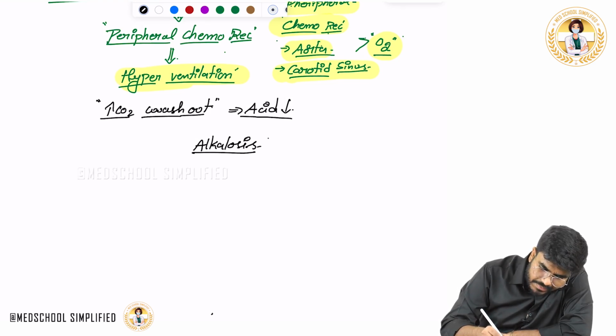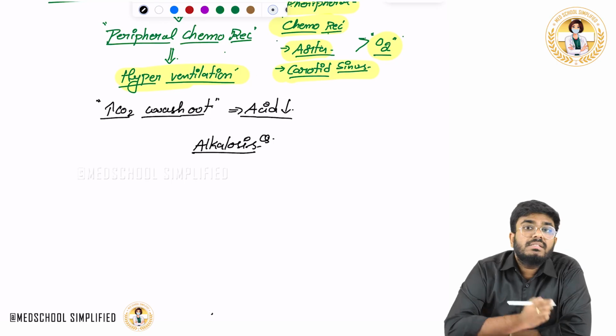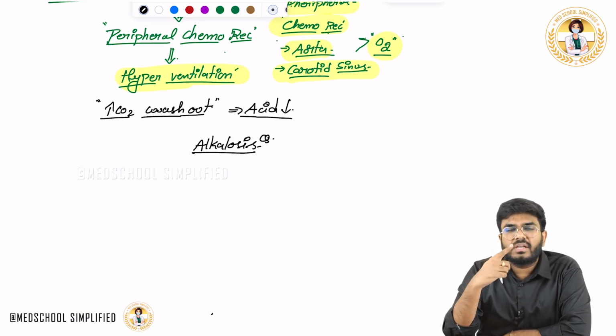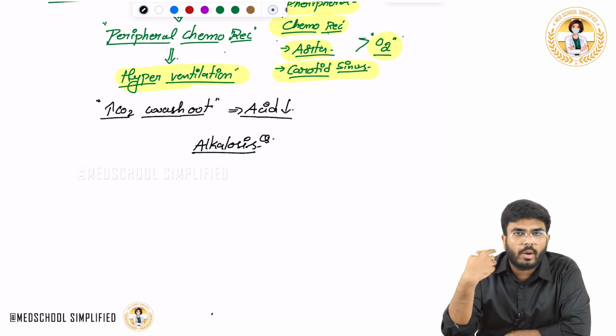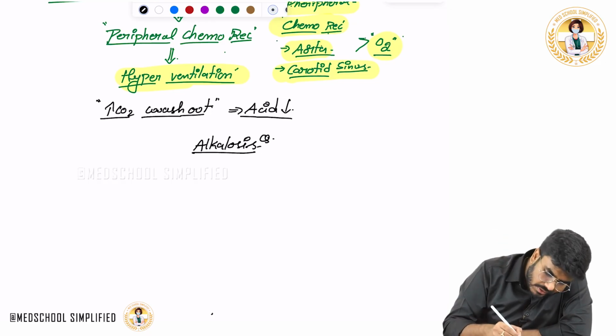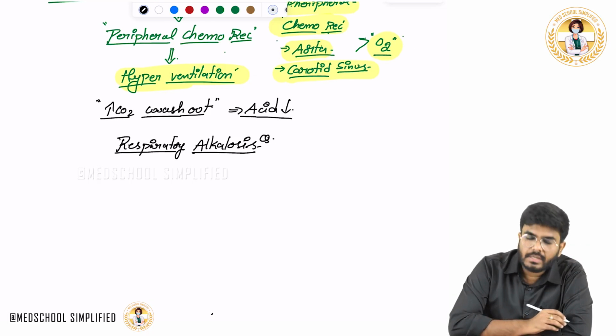Now the patient ends up in alkalosis. This alkalosis, this pH imbalance, is due to the respiration. The patient is doing hyperventilation. Whenever the patient does hyperventilation, there will be carbon dioxide washout, and the carbon dioxide washout is going to cause the alkalosis. So it's a respiratory thing, right? This is called respiratory alkalosis.